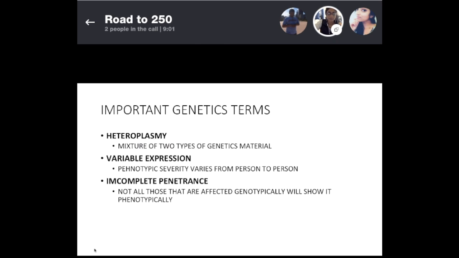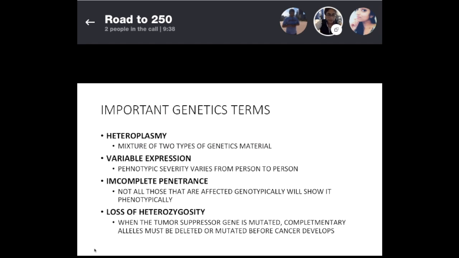Incomplete penetrance is going to be that not all those that are affected or have inherited the mutated allele are going to genotypically show it, or not all that are affected by the mutation will necessarily show it phenotypically. So they could still be a carrier or even affected, but not necessarily present the phenotype associated with that mutation.